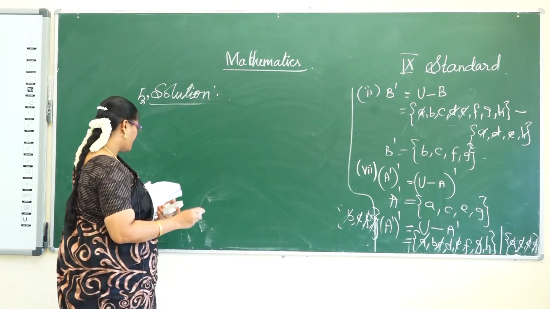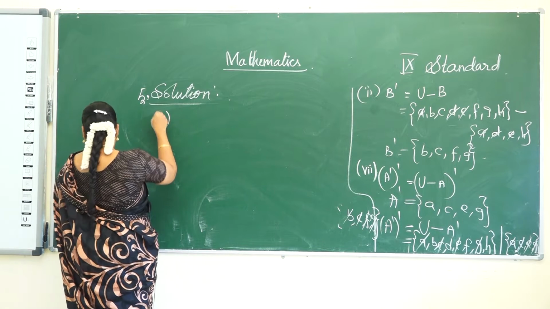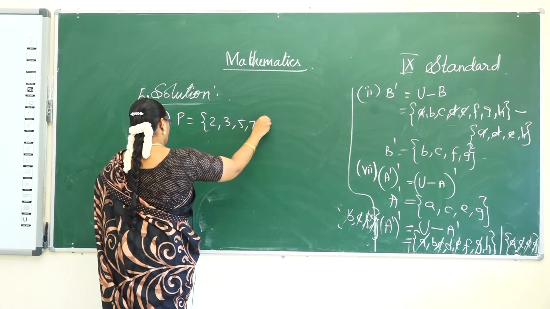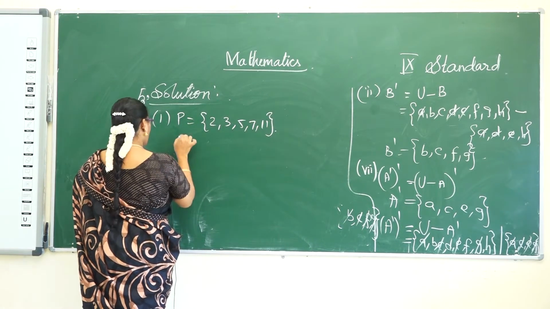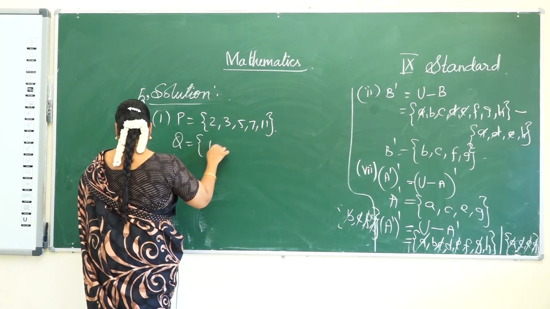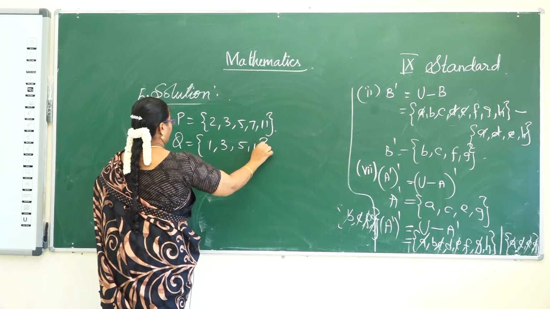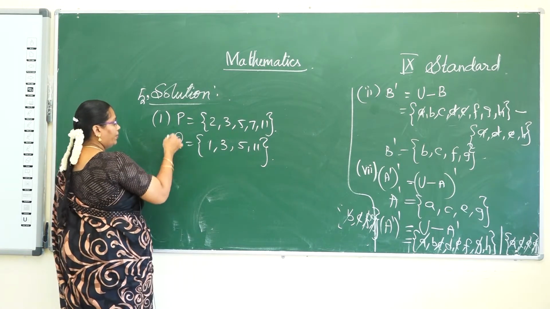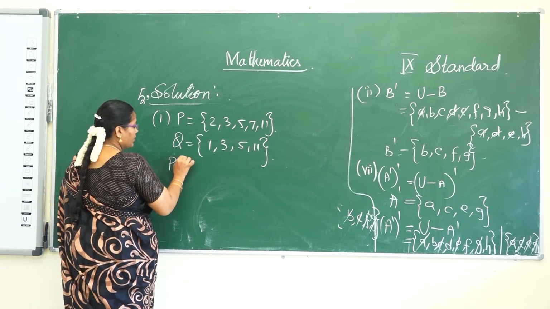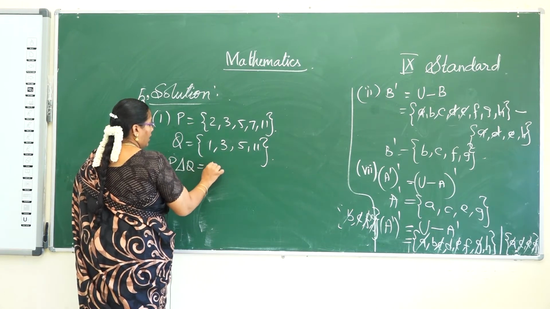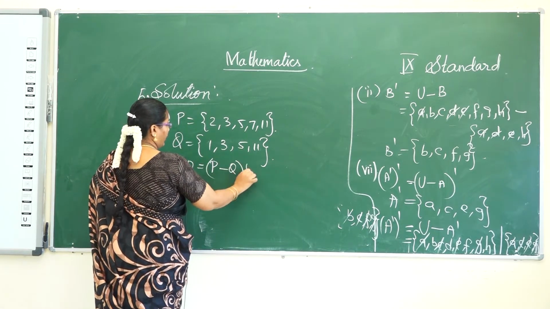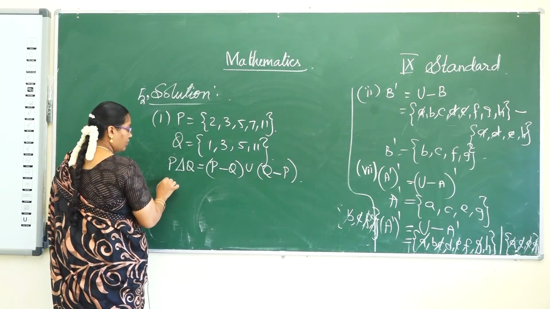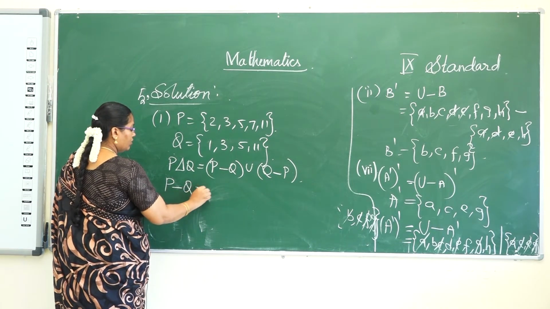Find the symmetric difference between the following sets. So first one, P is equal to 2, 3, 5, 7, 11, and Q is equal to 1, 3, 5, 11. So what is the formula for the symmetric difference between P and Q? P symmetric difference Q is equal to P difference Q union Q difference P. Okay. So first find P difference Q.